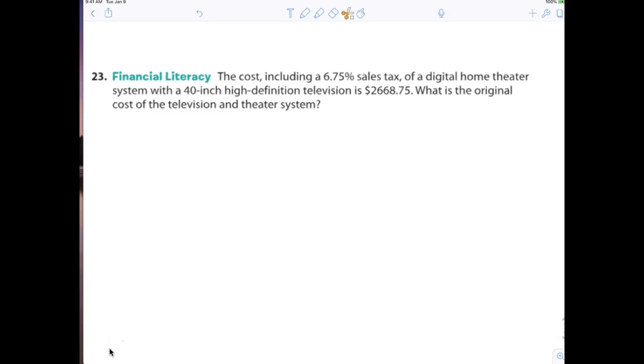When you go buy something, what percent do you have to pay? You have to pay 100%. So I want everybody to write down on their paper 100% for the system. The reason I'm making you write this down is because I want you to understand percentages better. You have to pay 100% for the system. Then you also have to pay what? 6.75% for tax.